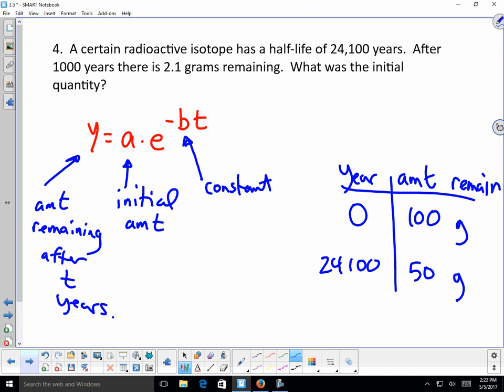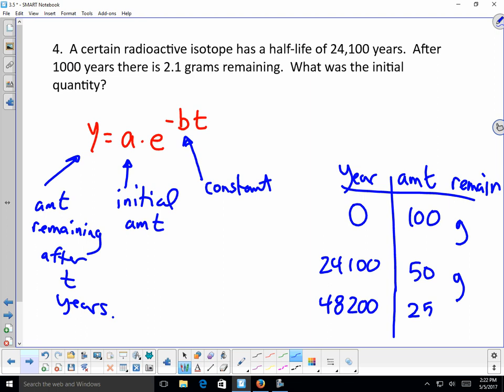What if we go another 24,100 years into the future? That would be 48,200 years. Then how many grams should be remaining here? Kathleen? 25, right? Every 24,100 years, you're going to lose half of what you had before.